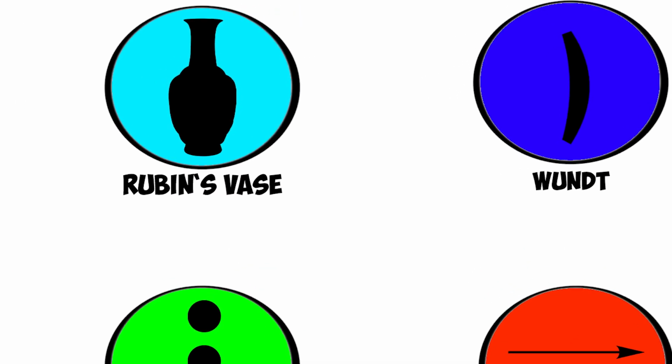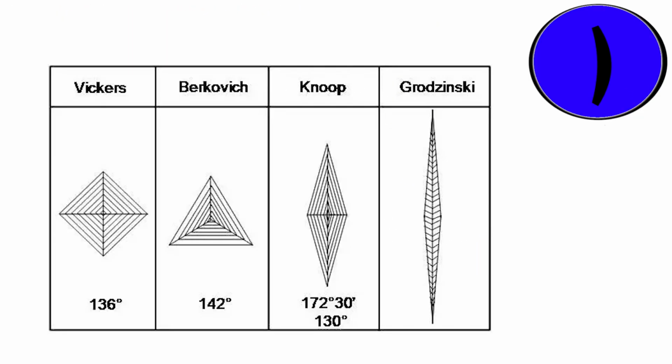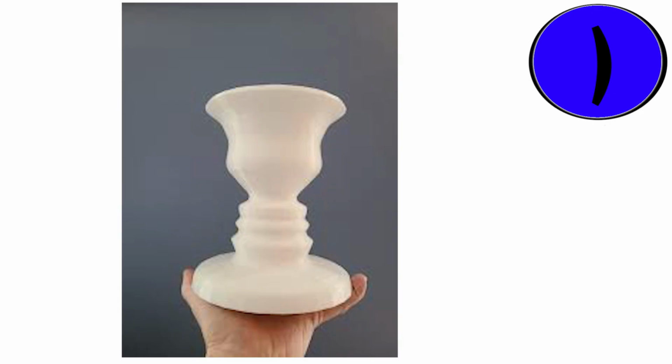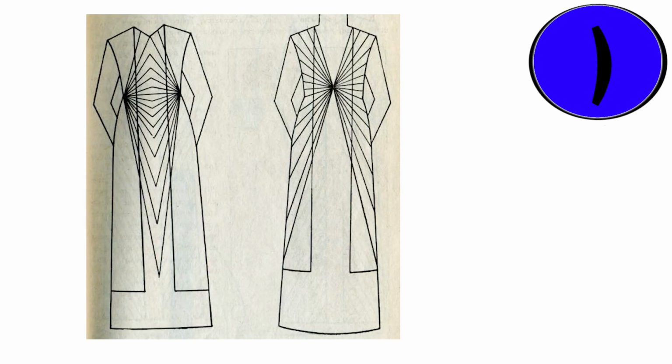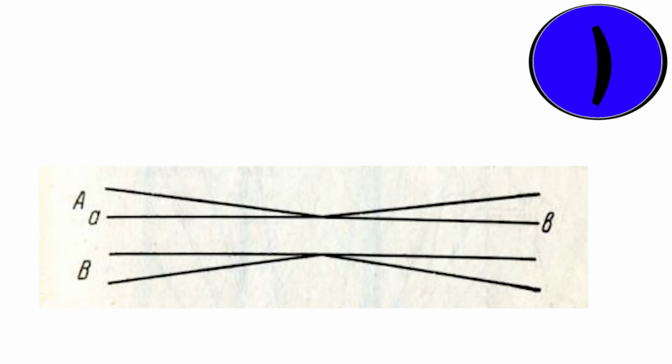The next optical illusion will be WUNDT. The WUNDT illusion is an optical illusion first described by the German psychologist Wilhelm WUNDT in 1862. This illusion is also sometimes known as the paradoxical diameter illusion. The essence of the illusion is that when two circles of the same diameter are placed in the same context but on different background surfaces, the circle on the darker background appears larger than the circle on the lighter background, although in reality, they are the same size.